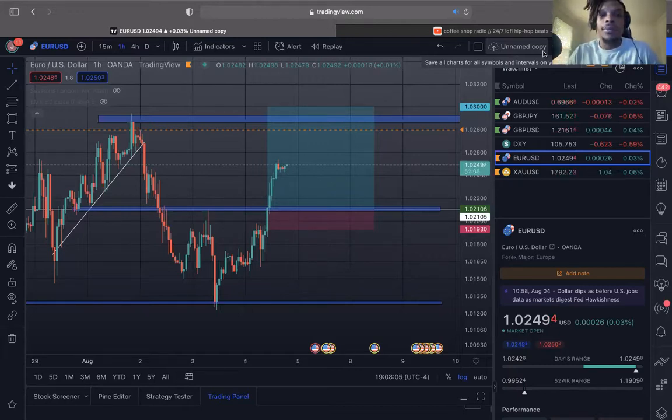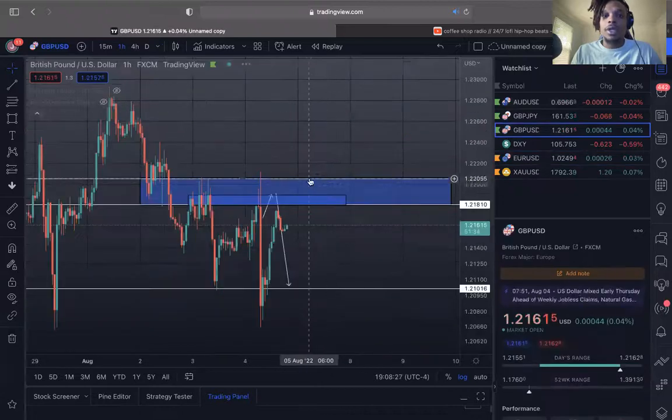So I'm going to run down this Euro USD trade. There were a couple of setups that I actually had for London session that played out. I did not take the GBP USD setup, which I'm about to show you.